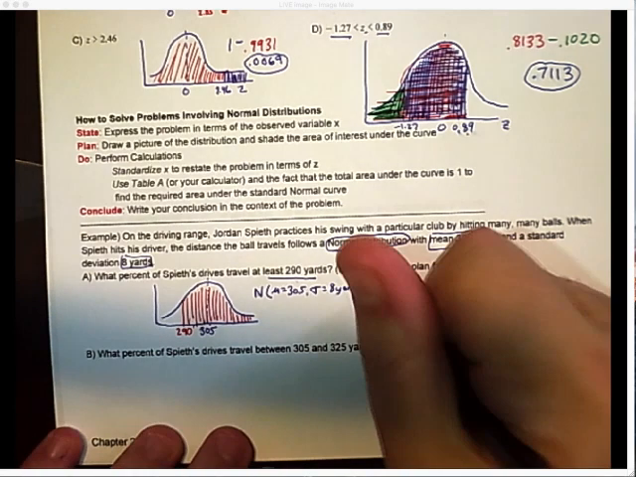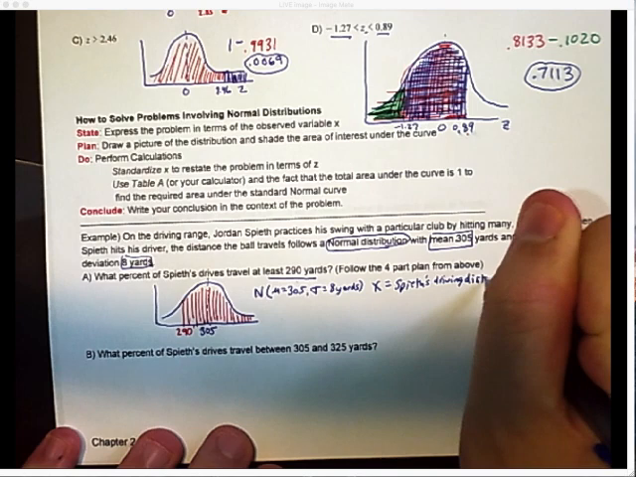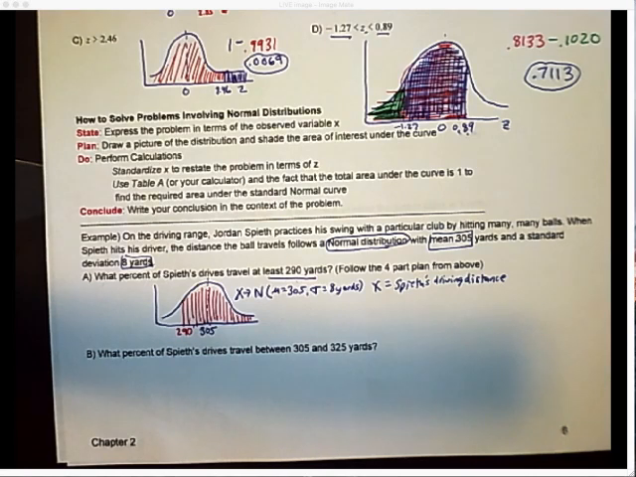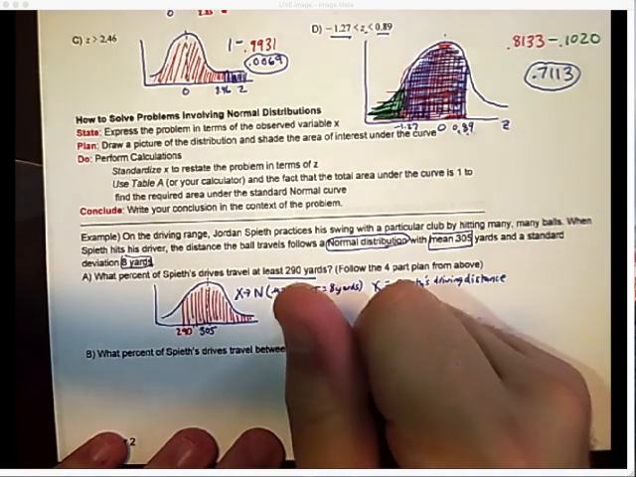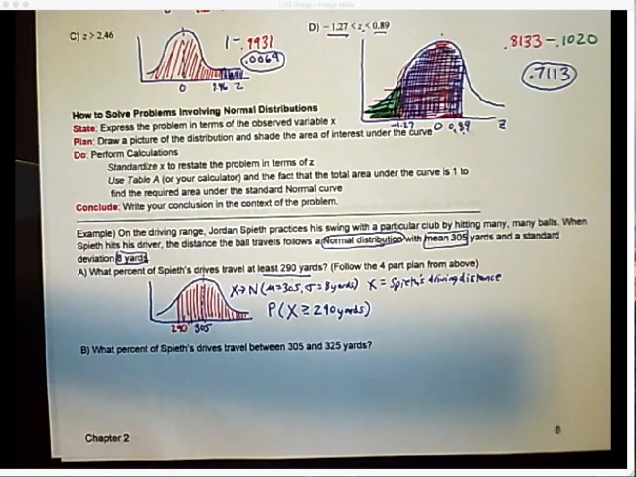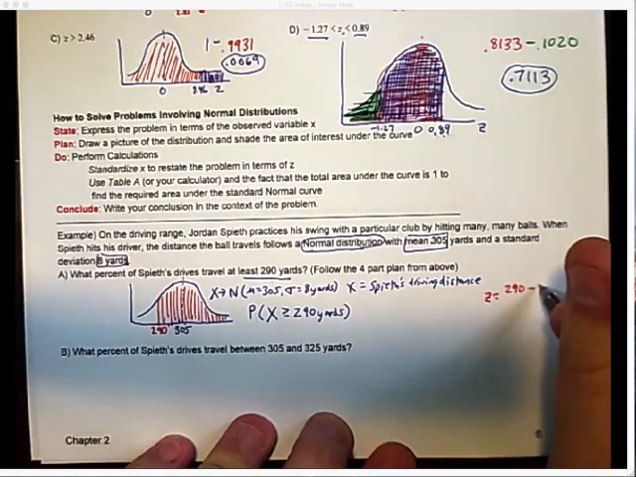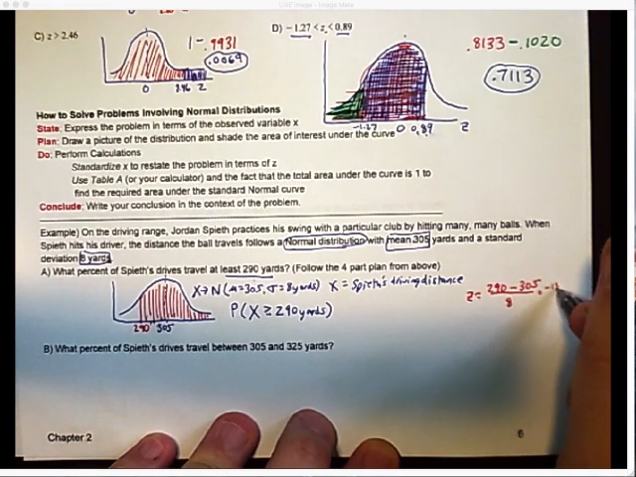All right, and let's let x equal Spieth's driving distance. We really should give that variable a name, so I'm just calling it x. And I'm going to tell the reader x is distributed in normal fashion. And so what are we looking for? We're looking for the probability that Spieth's driving distance, which we're calling x, is greater than or equal to 290 yards. Well, to be able to use the tables, I would have to turn these into z-scores. So how could we find the z-score for 290? Well, we would do 290 minus the mean, which is 305, and divide it by the standard deviation, which is 8. So that would give me negative 15 over 8.